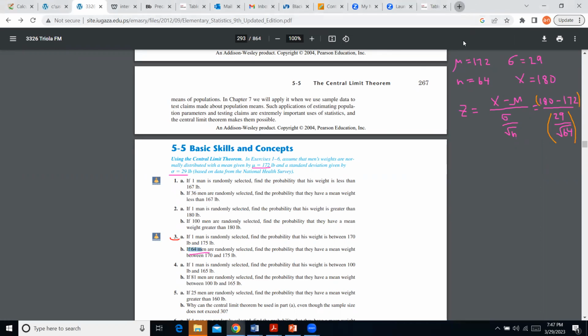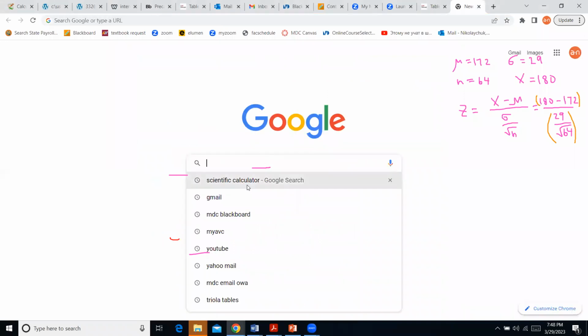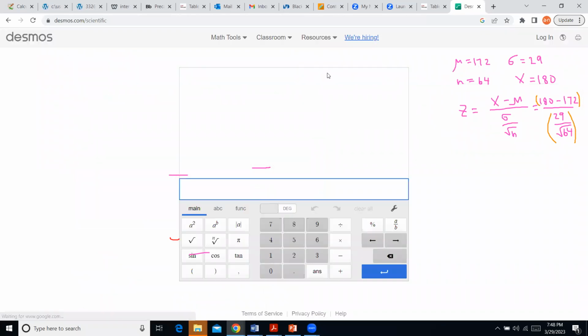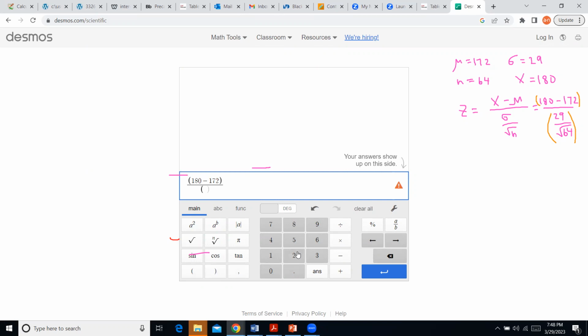So I'm going to get the scientific calculator and select that favorite Desmos tool. And then we're going to use parentheses for the numerator: 180 minus 172. So I guess most people did it perfectly correctly. And if you missed something, then my advice is to use the same calculator. If you have a preference for something else, make sure that you use it right.